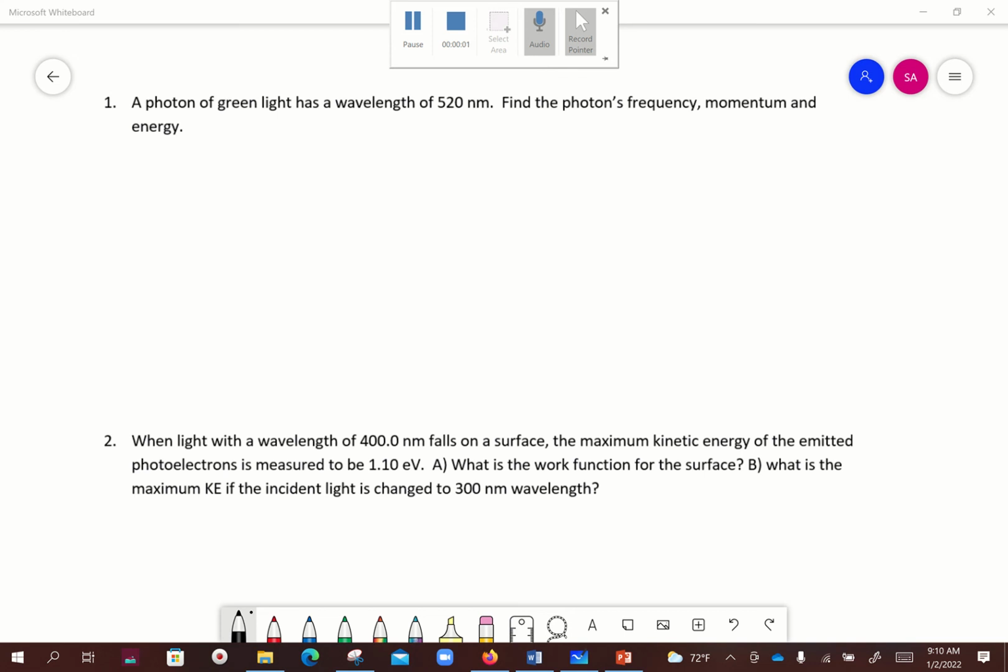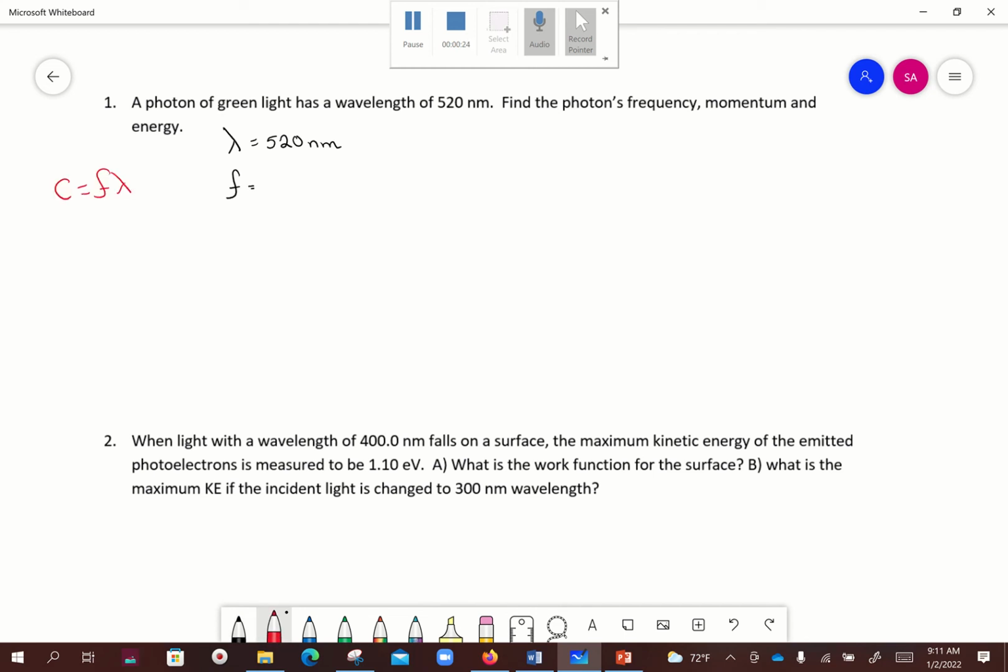So let's start by doing some problems using the properties of light and the photoelectric effect. A photon of green light has a wavelength of 520 nanometers. We want to find the photon's frequency, momentum, and energy. So what's the frequency? Remember we have the equation c equals f lambda.